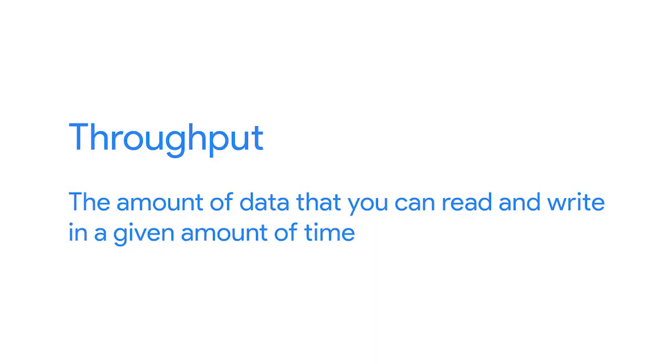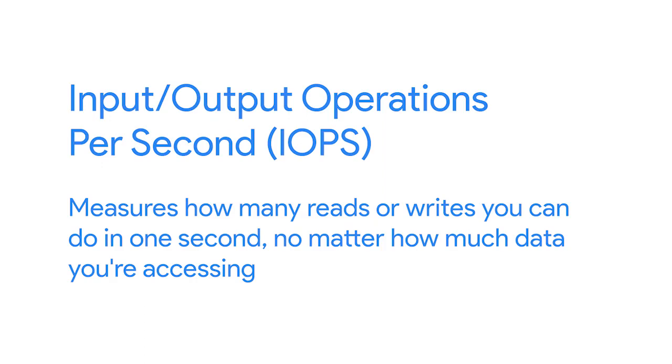Throughput is the amount of data that you can read and write in a given amount of time. The throughput for reading and writing can be pretty different. For example, you could have a throughput of 1 GB per second for reading and 100 megabytes per second for writing. IOPS, or input-output operations per second, measures how many reads or writes you can do in 1 second, no matter how much data you're accessing.